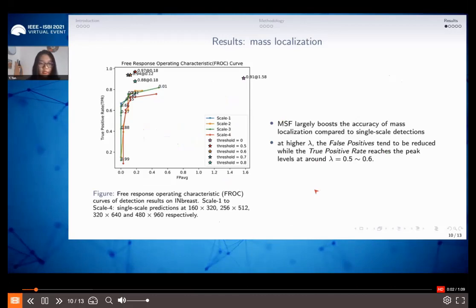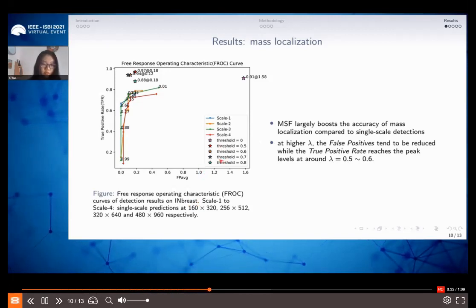As for the mass localization results, we measure the performance of single-scale detection using the free response receiver operating characteristic curves, which plot the true positive rate against the average false positives per image using various thresholds. And to evaluate the multi-scale fusion strategy, since multi-scale fusion uses an empirical threshold lambda to make final decisions, we tested a set of lambdas to get different scores, which are plotted using stars.